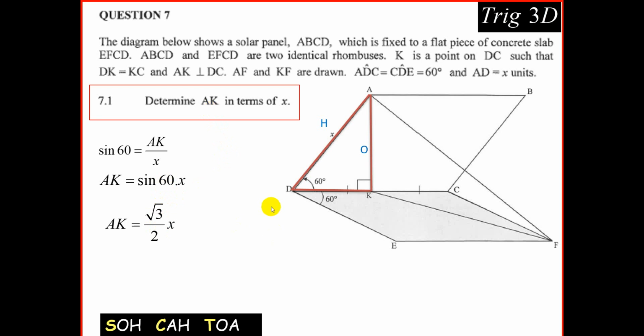We can also use the sine rule in saying AK over sine 60 is equal to X over sine 90. So the sine rule is the other option.